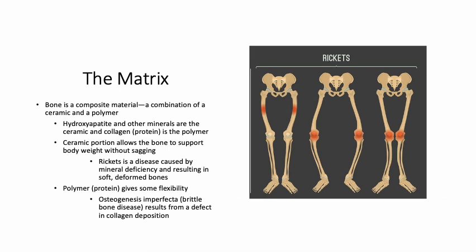When you have an issue either way, let's say your bones are too soft and your ceramic portion is lacking, you have rickets, which means that you have a mineral deficiency, and it causes soft, deformed bones. The ceramic portion of your bony matrix is too soft, it's not strong enough. Or you have not enough polymer layer, so you don't have enough flexibility. That's like osteogenesis imperfecta, which is called brittle bone disease or glass bone disease. It's a defect in the collagen deposition, meaning that the bones are not flexible enough. They're more glass-like, and the smallest little bump or tug can cause a fracture.